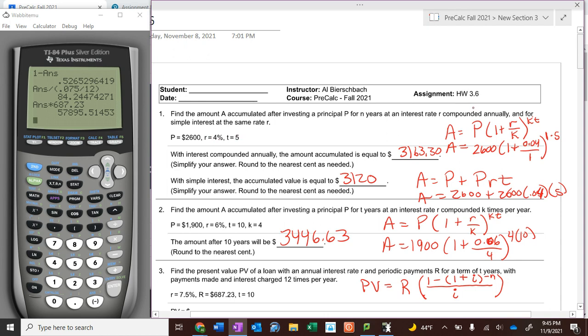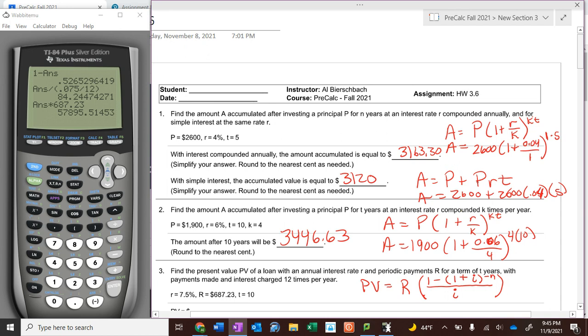In this problem, 2,600 at a rate of 4% for 5 years. If you compound it annually, one time per year, you take your 2,600 times 1 plus 0.04 divided by 1, to the 1 times 5 power, which is $3,163.30.